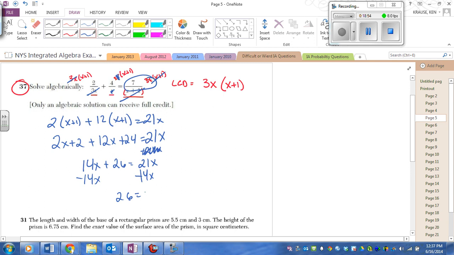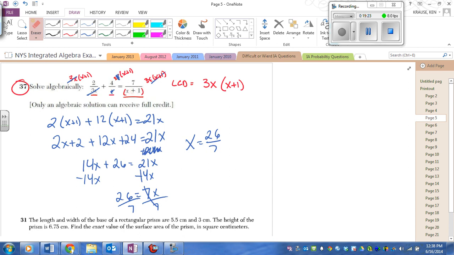26 is equal to 7x, or x is 26 over 7. Check. That's correct. Let me check it though.